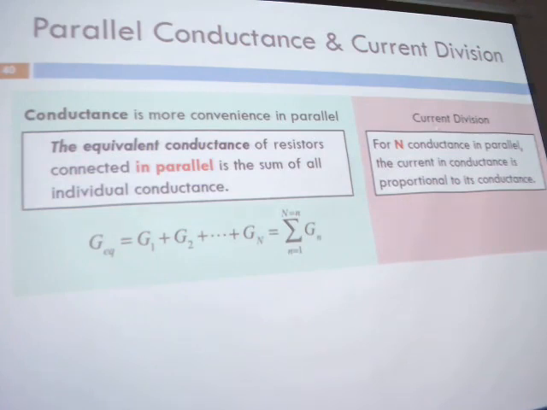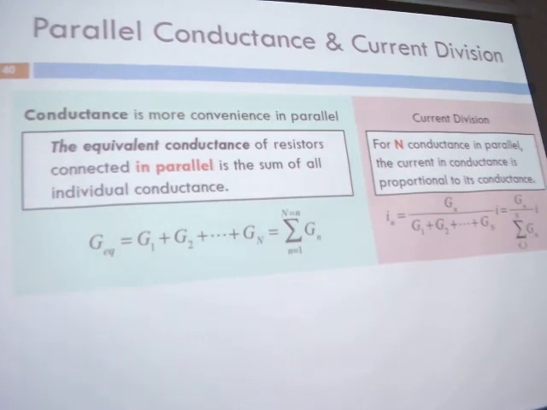Okay. Now we're going to see the current division. For n conductors in parallel, the current in a conductance is proportional to its conductance, like this one. If we use resistance to state the current division for n resistances in parallel, it is quite hard. But if we change the resistance to conductance, it is easy to get this relation.